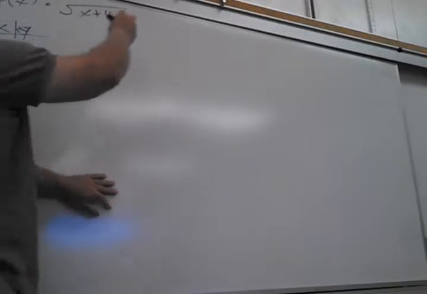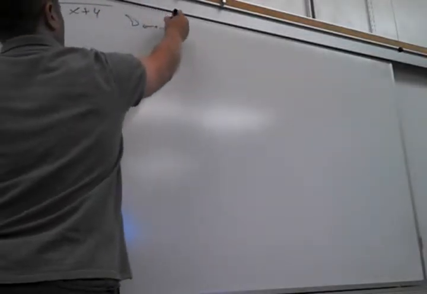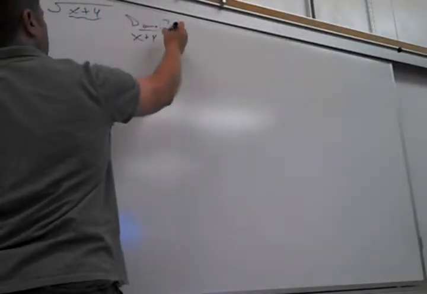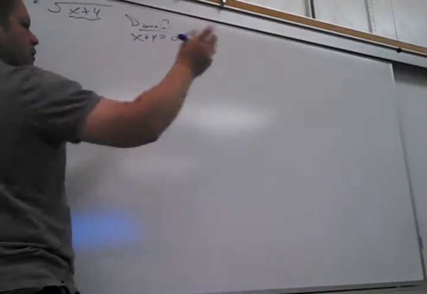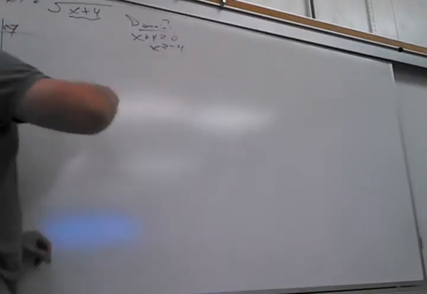What's the domain of this thing? The inside has got to be greater than or equal to 0, and then you solve that. So what do you definitely want to put in your table then? Negative 4. You want to know where it starts. That's kind of the most important point. Of course when you put a negative 4 in, you get 0. Now what's the next good number? Negative 3, and you get 1.